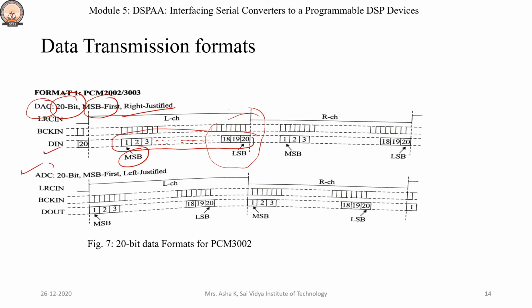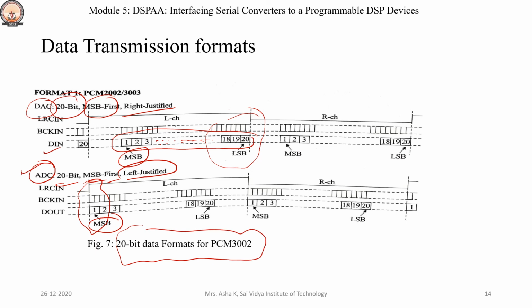We have analog to digital converter 20 bit, most significant bit first, left justified. Here if you just observe, it is left justified starting with MSB first. It's a 20-bit data format for PCM3002.